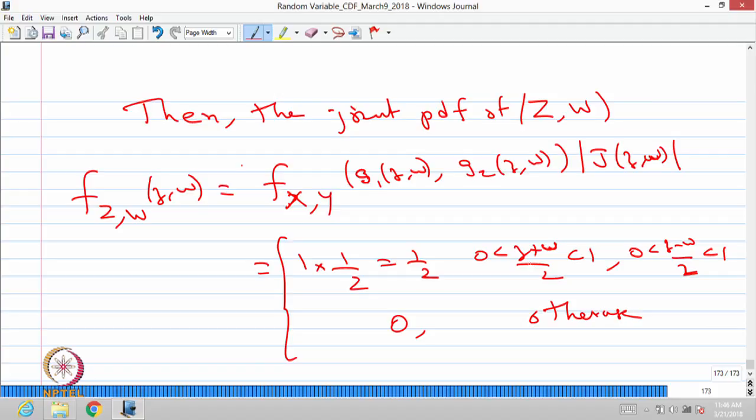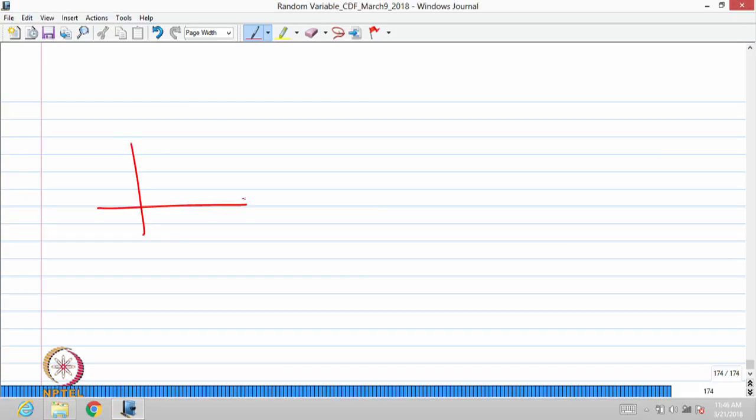So, the joint probability density function is 1 by 2 when z and w satisfy 0 less than z plus w by 2 less than 1, 0 less than z minus w by 2 less than 1. That means now you can think of how the joint probability density function of z and w looks like. Before that, we can go for what is the region of z and w in which the joint probability density function is greater than 0, that is 1 by 2.